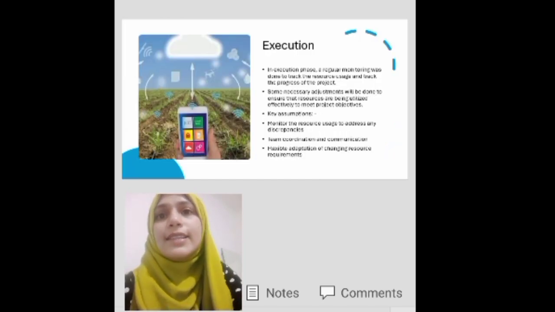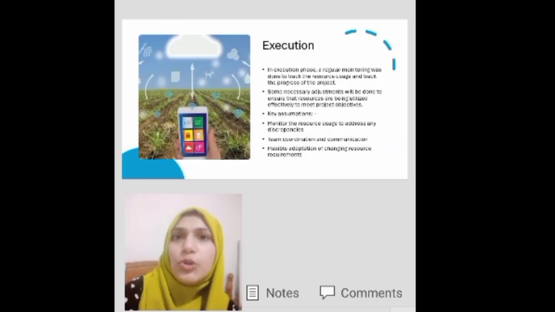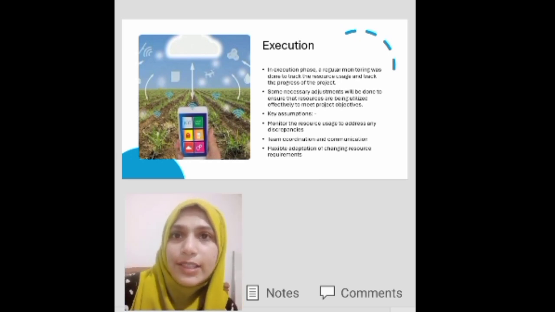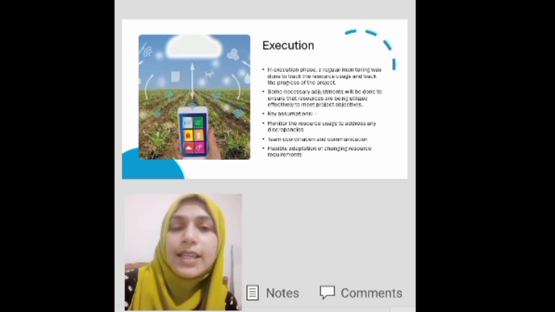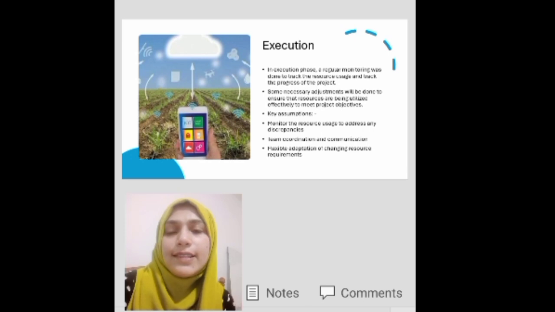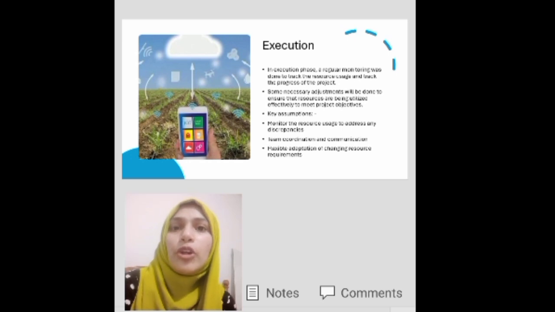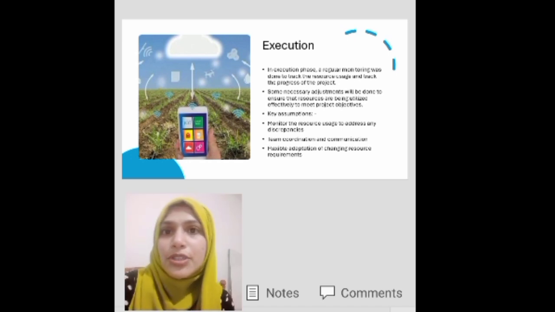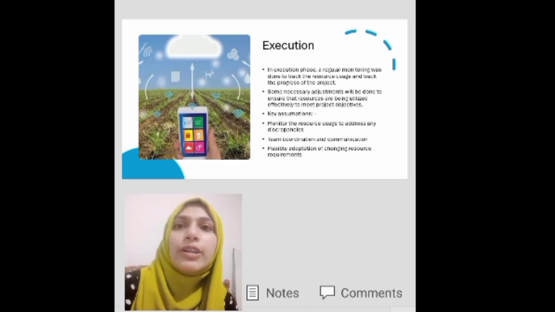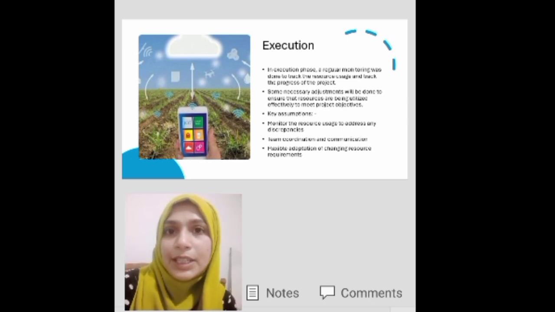The next one is the execution. In the execution phase, regular monitoring is essential to track resource usage and project progress. Necessary adjustments are made to ensure that resources are being utilized effectively to meet project objectives. Key assumptions during this stage include monitoring resource usage to address any discrepancies, maintaining team coordination and communication, and adapting flexibility to changing resource requirements.